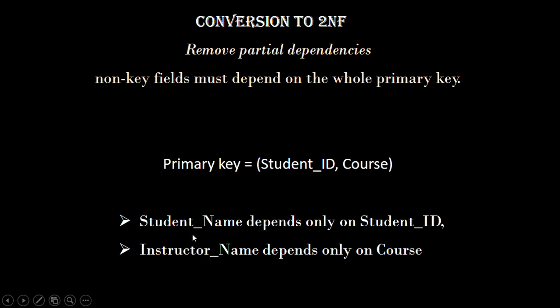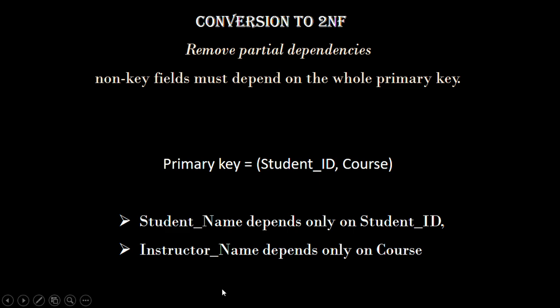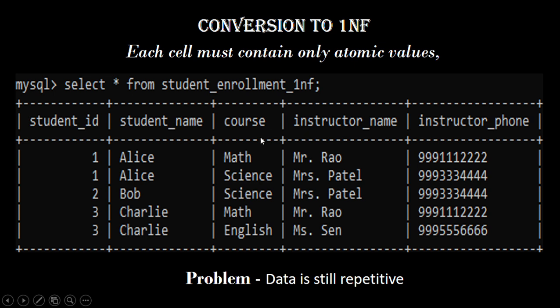So here, if you see, student name depends only on student ID. So that is good. And instructor name depends only on course. But actually ours is a composite primary key. So each non-key column value, that is instructor name, should depend on student ID as well as course. And student name should also depend on the student ID and course. But that is not happening.